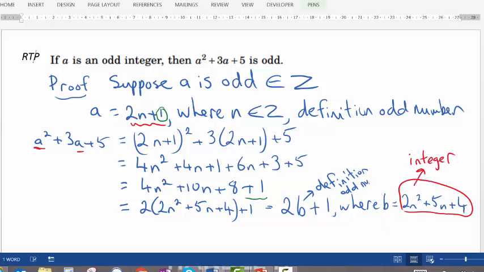Definition of an odd number. We have now that is equal to, remember that is equal to the a squared plus 3a plus 5 that we're talking about in this proof. Thus, what we're trying to find, a squared plus 3a plus 5, is indeed odd.